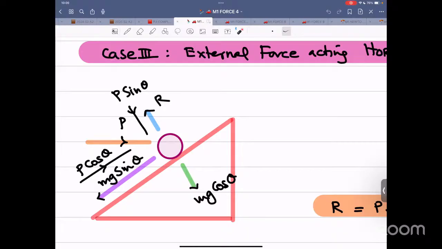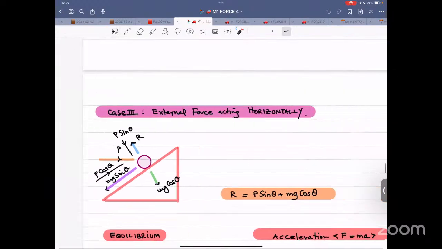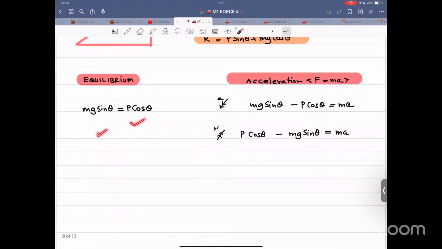Keep that in mind. So now over here, I'll just show you from the diagram. This is R, that's acting up, P sine theta acting down, mg cos theta acting down. So R is P sine theta plus mg cos theta. That's the first thing. That's fixed. This is going up. Mg sine theta is going down. So now if this is greater than this, the particle will move up. If mg sine theta is greater than this, then the particle will move down. If it's an equilibrium, both things will be the same. Got the idea?